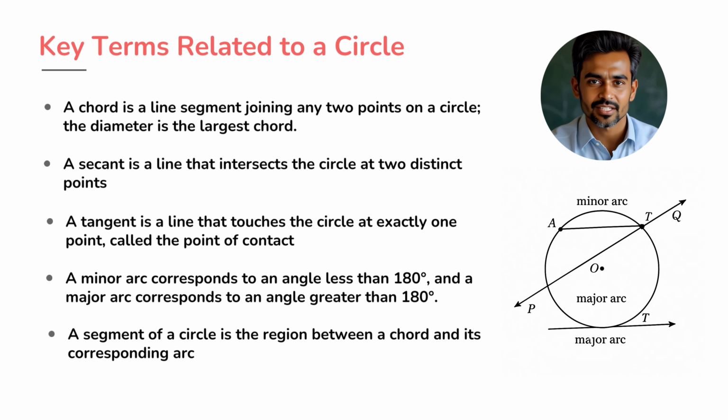A minor arc is the smaller part of the circle, corresponding to an angle less than 180 degrees. The major arc is the larger curve, greater than 180 degrees. And the area between a chord and its corresponding arc, that's called a segment. So, from chords to tangents, each part of a circle tells its own geometric story.